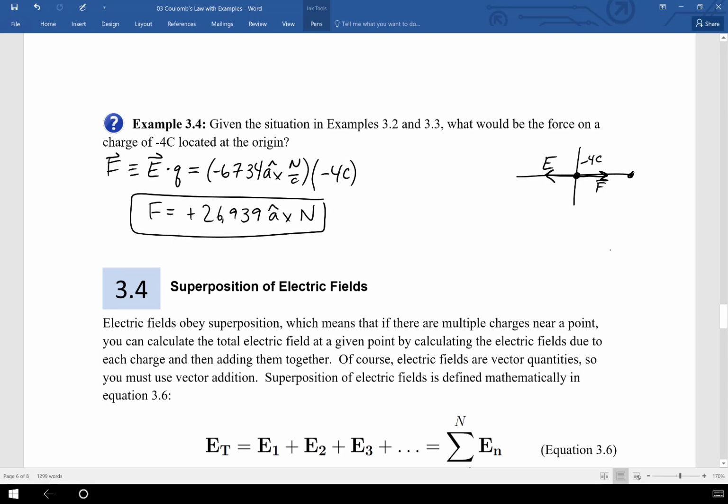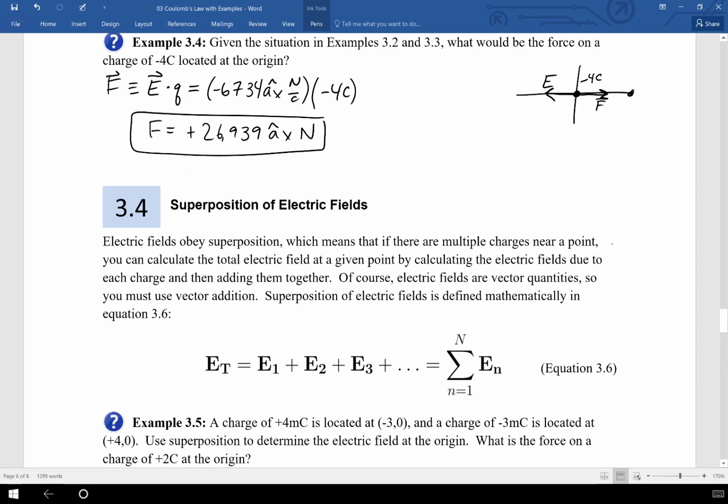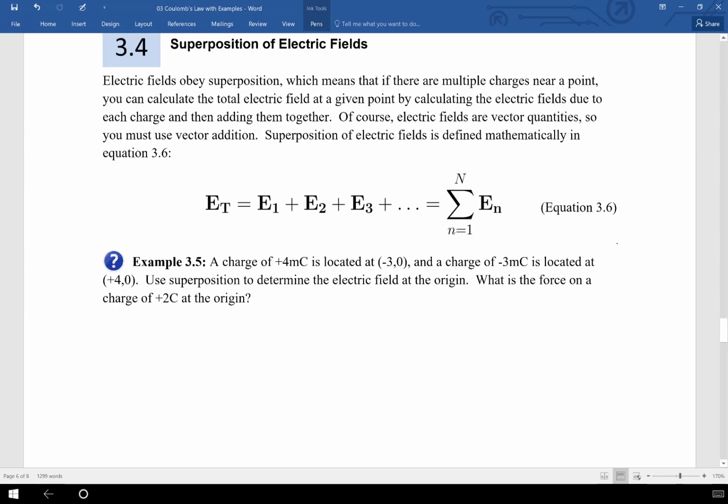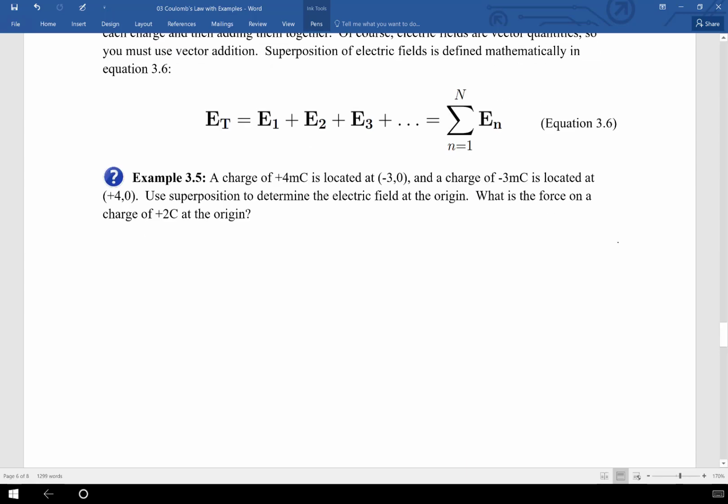One of the most useful things about electric fields is that they obey superposition. And you've seen superposition in circuits for sure. Superposition in electric fields is basically the same. Calculate the electric field due to each point, add them up, and that will give you the total electric field. So let's look here. We have a system with two charges. One of them is at negative 3, 0, and the other one is at positive 4, 0.